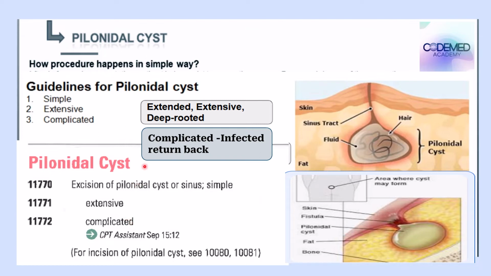Now sometimes in your exam they will write the word extensive, but otherwise they will use synonyms like deep rooted. If it is complicated, they will write infected and the patient has come back. So many a time the exact wording is not written in your question paper. So pay attention to that. And these are the codes for the excision, where we are trying to take out the pilonidal cyst. But if it is the incision of the pilonidal cyst, we go back to the codes 10081 and 10080.